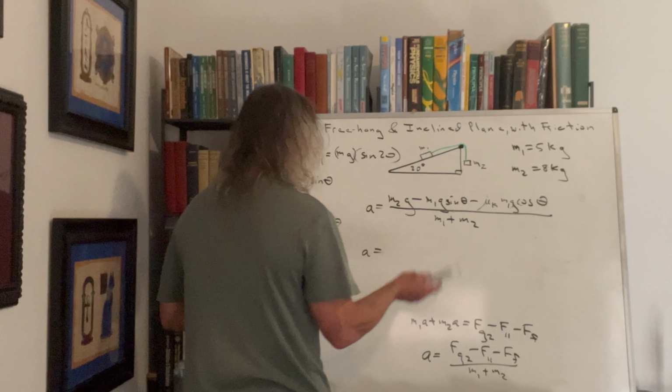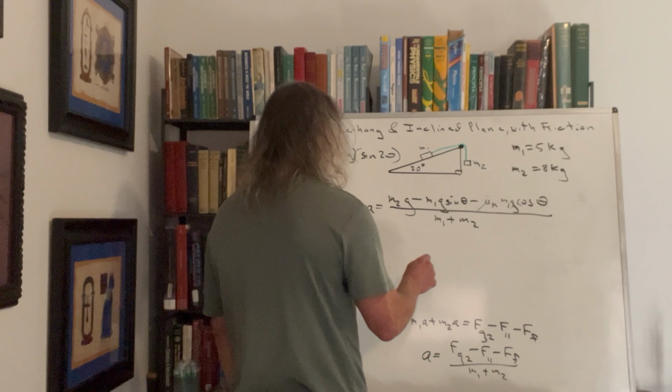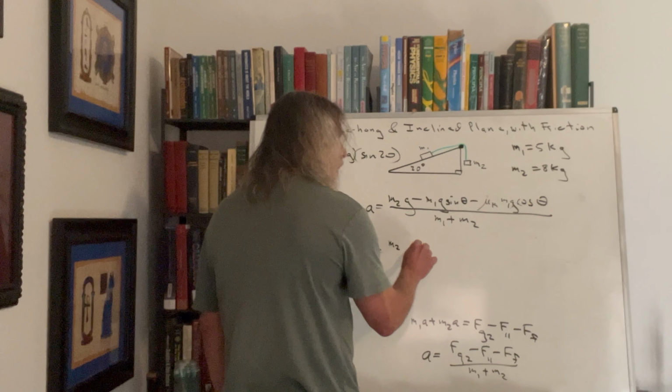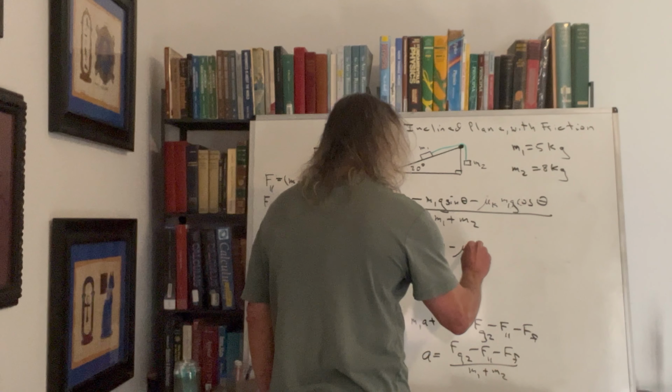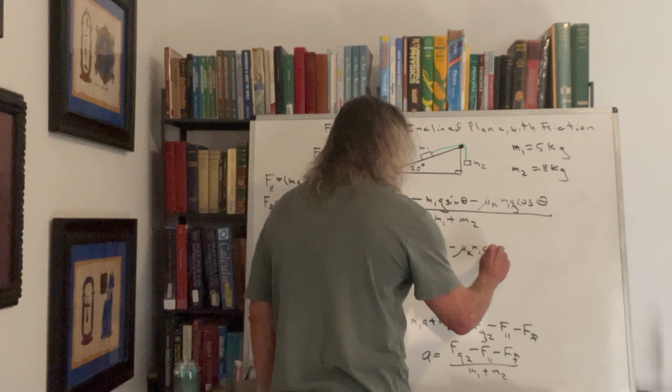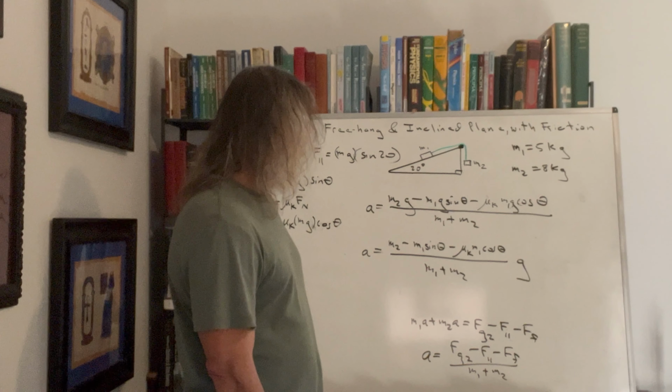Then we can factor out the G, and we get M2 minus M1 sine theta, minus mu k M1 cosine theta, over M1 plus M2, times G. So it's a fraction of G, or a multiple, whatever the case may be.